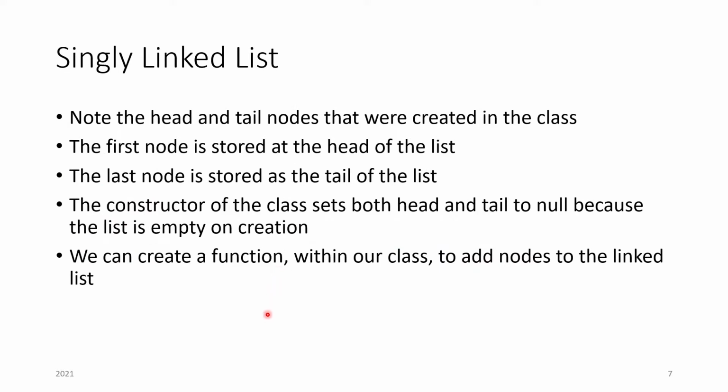So the head and tail node pointers that we just saw are important for tracking the first node and the last node in the entire linked list. And we're going to see that when we create our function to add nodes into the linked list, our head and tail are going to be affected.